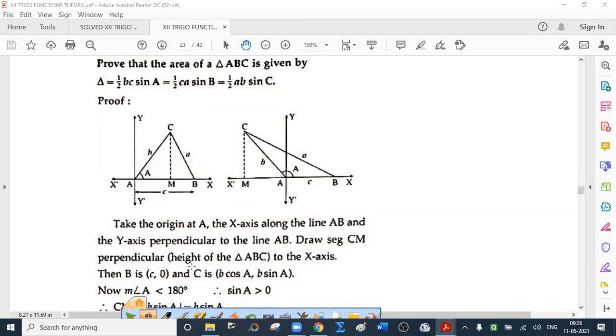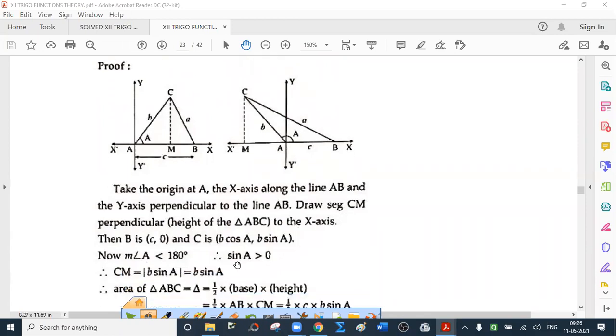Draw segment CM perpendicular. This is actually the height of the triangle, because the formula for area of a triangle is half base into height. Now, what are the coordinates of B? (c, 0). And what are the coordinates of C? Coordinates of any point are x equal to r cos theta and y equal to r sin theta, where r is the distance of that point from the origin. So the distance of C from origin A is AC, which is small b. Theta is this angle A. That is why the coordinates of C are (b cos A, b sin A).